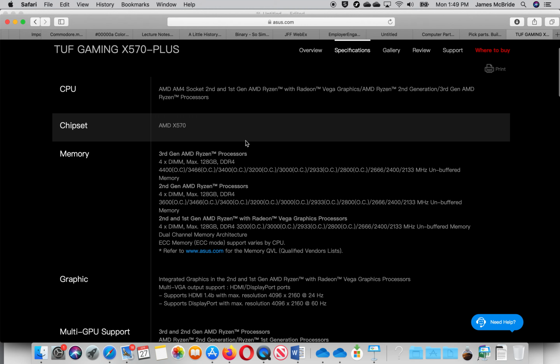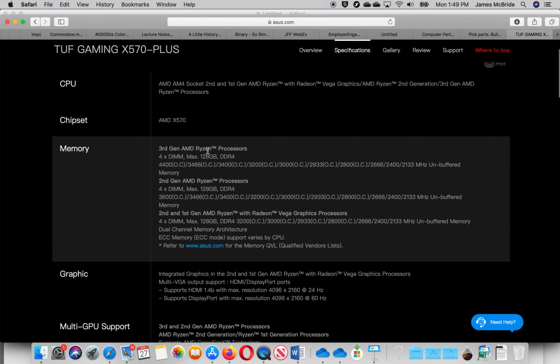So we can look at the chipset, and then here again is the processor, and then here's the memory, right? So it'll take 4 DIMMs, so it'll have 4 slots. It'll take up to 128 gigs, and it's DDR4, and then it's got a bunch of these numbers after it, right? Now, in the 151 class, we learned this stuff of what that RAM is. What does this mean? What is a 3400? What's a 4400?